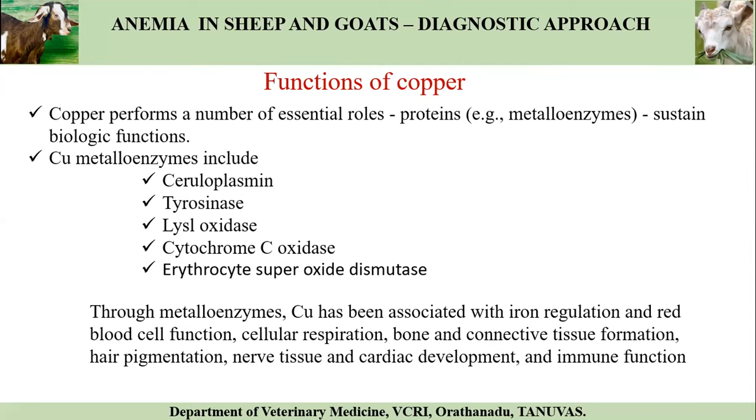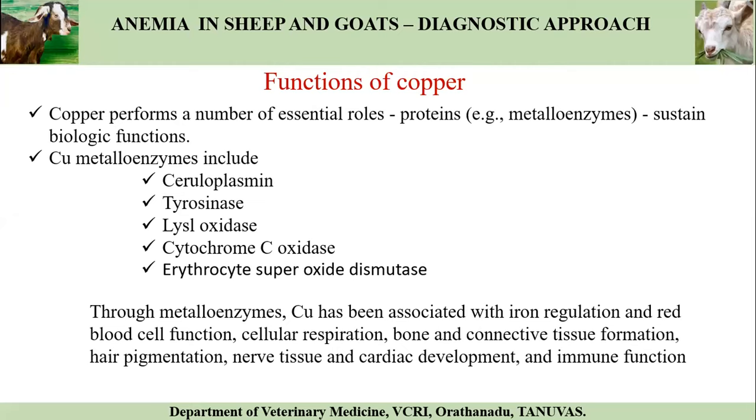ceruloplasmin, then tyrosinase, which is responsible for the formation of melanin, and lysyl oxidase, which modifies specific amino acids within the collagen protein that facilitate cross-linkage between the collagen fibers. Then cytochrome c oxidase, related to myelin formation in the brain and spinal cord. The last and most important one is erythrocyte superoxide dismutase, shortly ESOD.